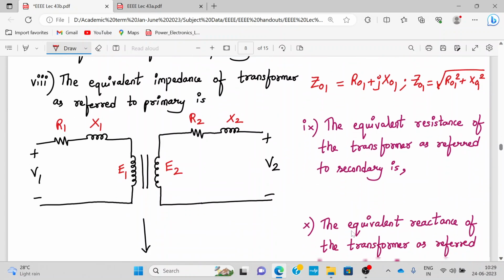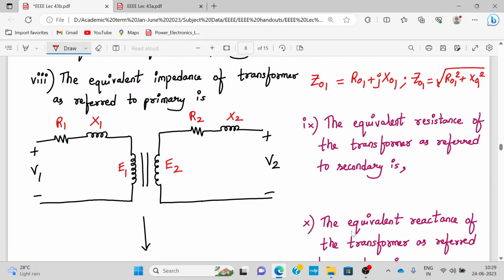Alright. Now we have shifted the parameters. In the last discussion, we shifted the parameters to the primary side. Now we want to shift the primary parameters to the secondary side. As we have discussed before, whenever we transfer any parameter from the primary to the secondary, it is multiplied by k square.